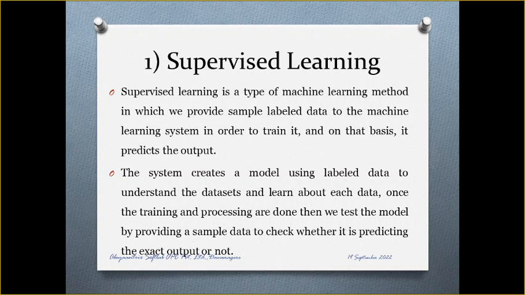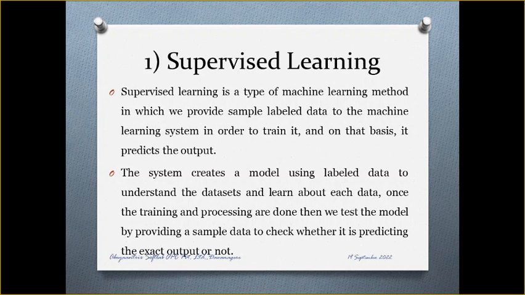Okay, and whatever data set we give the machine, it will learn that under supervision, and after that it will predict the result for a new sample of data. So this is what happens in the case of supervised learning.